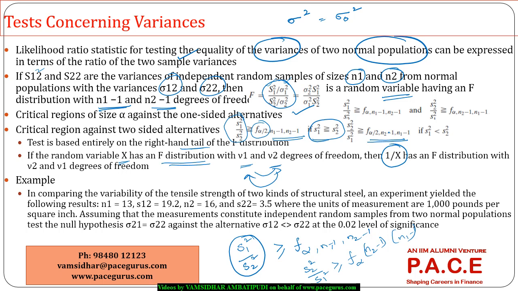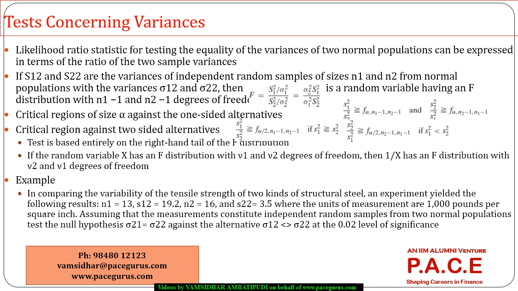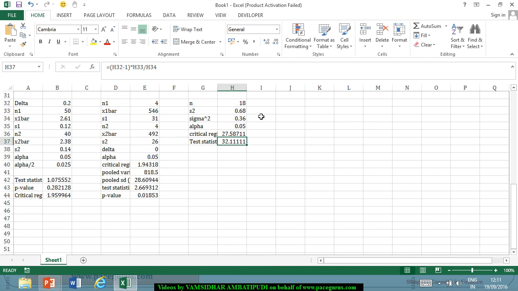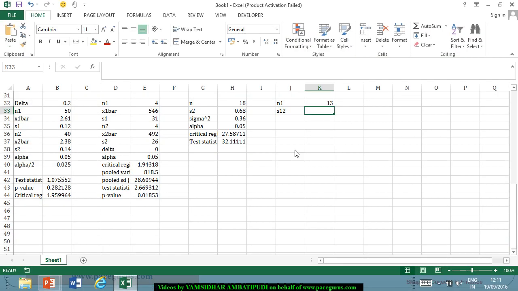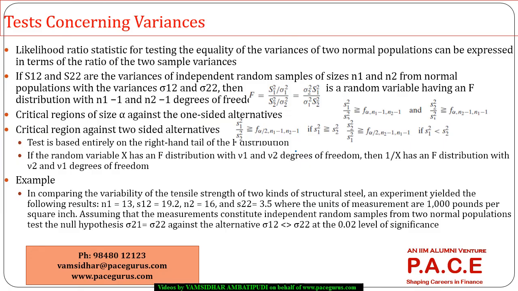Now, taking a quick example to understand the same, I am comparing the variability of the tensile strength of two kinds of structural steel. An experiment yielded the following results. N1 is 13, we have taken a sample size of 13. S1 squared is 19.2. N2 is 16. S2 squared is 3.5, where the units of measurement are 1000 pounds per square inch.